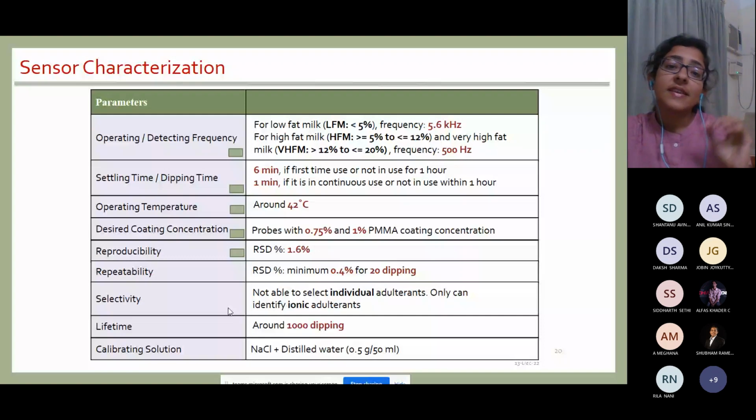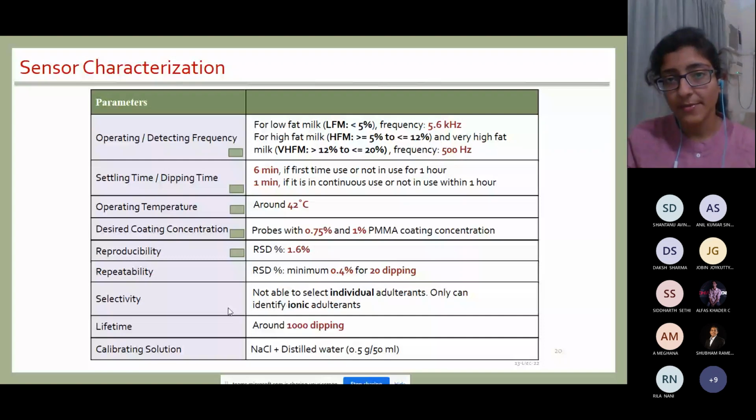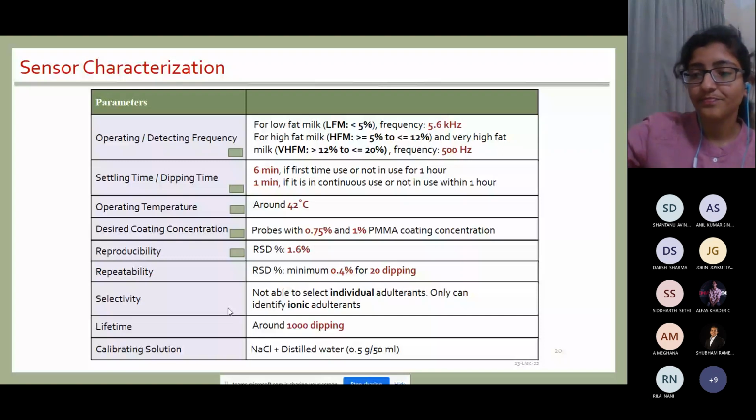So we found that this is giving us a particular phase angle, which is converted to a particular voltage. This particular phase angle is similar to that of pure milk, and we can take this solution as the calibrating solution. In this way, I am showing some parameters, but there may be lots of parameters whenever you do sensor designing or sensor characterization.